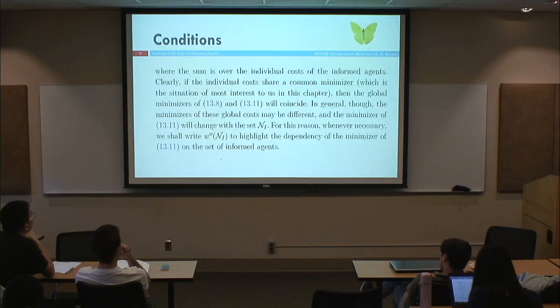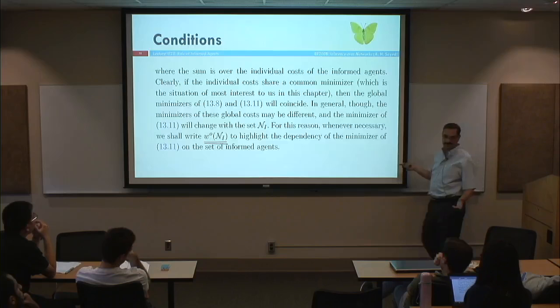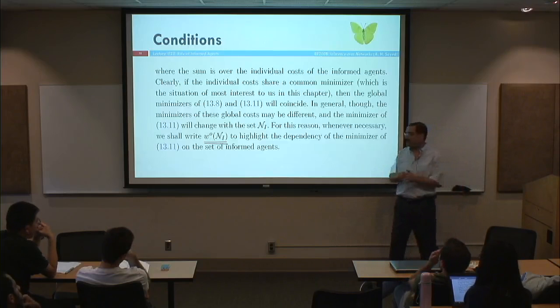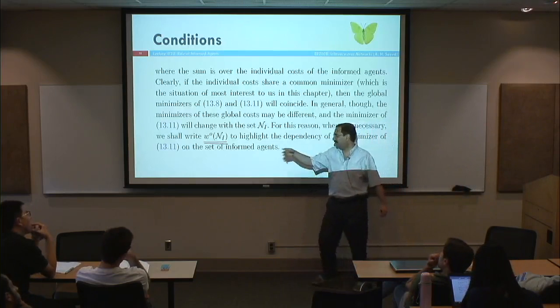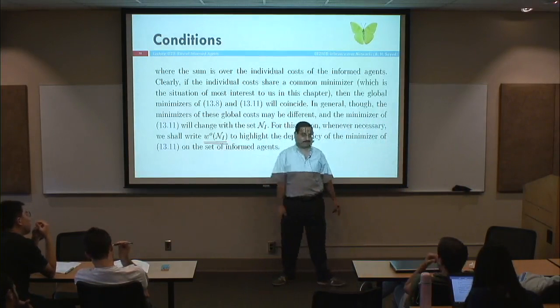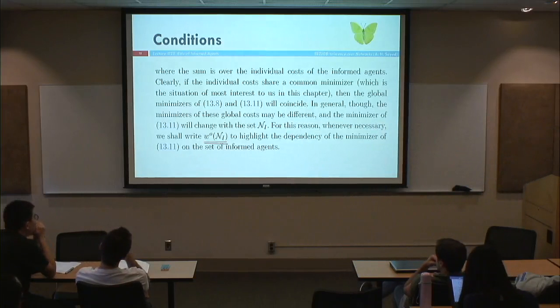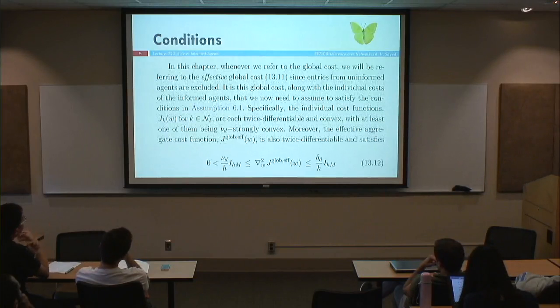So all I'm trying to say is that the solution that you converge to, W star or WO, depends on this set of informed agents. If all of them have the same WO, then this is the same WO as the global cost, so it's actually independent of N I. But more generally, it will be a W star; I think I write it on the next page. So I'm coming there.